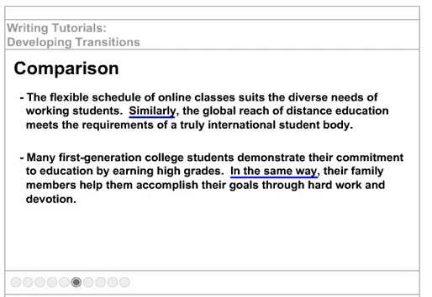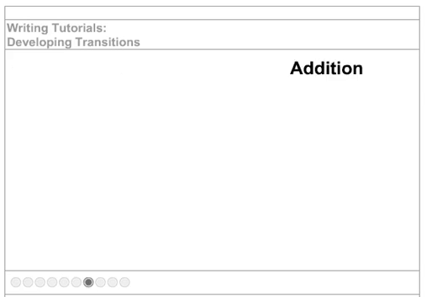Many first-generation college students demonstrate their commitment to education by earning high grades. In the same way, their family members help them accomplish their goals through hard work and devotion. Addition words indicate that one idea or example will follow another.